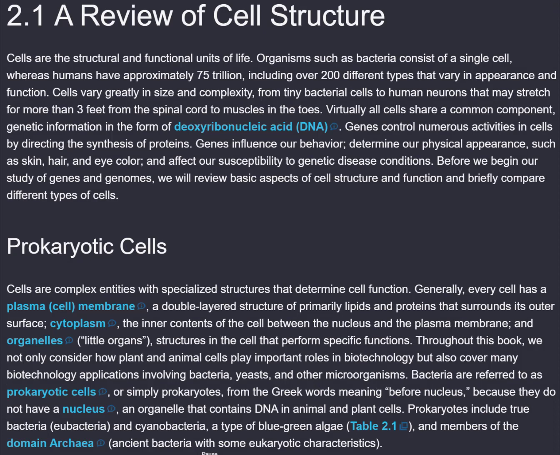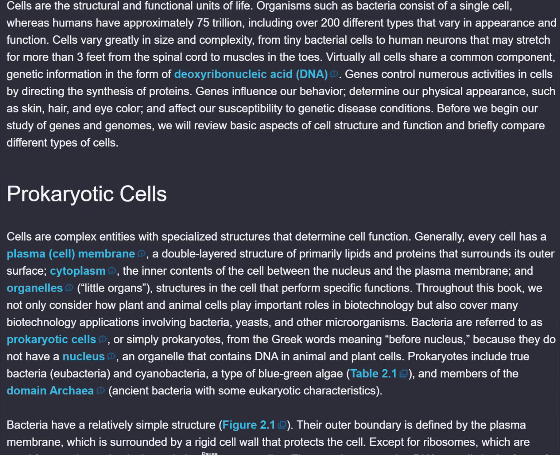2.1a Review of cell structure. Cells are the structural and functional units of life. Organisms such as bacteria consist of a single cell, whereas humans have approximately 75 trillion, including over 200 different types that vary in appearance and function. Cells vary greatly in size and complexity, from tiny bacterial cells to human neurons that may stretch for more than 3 feet from the spinal cord to muscles in the toes.